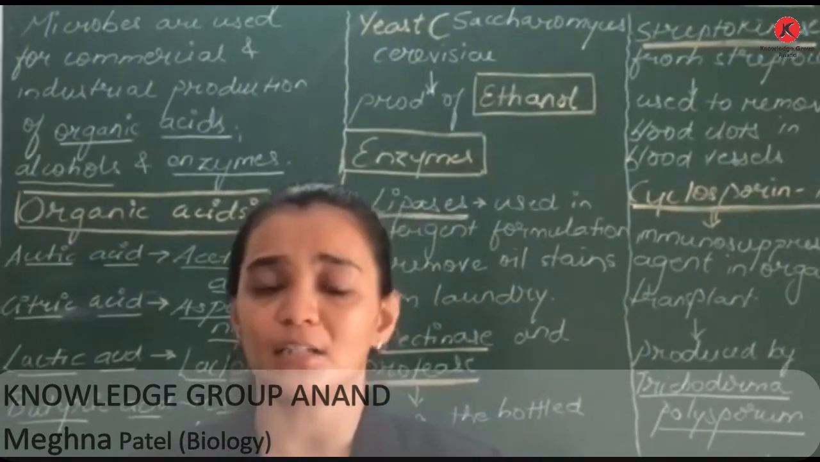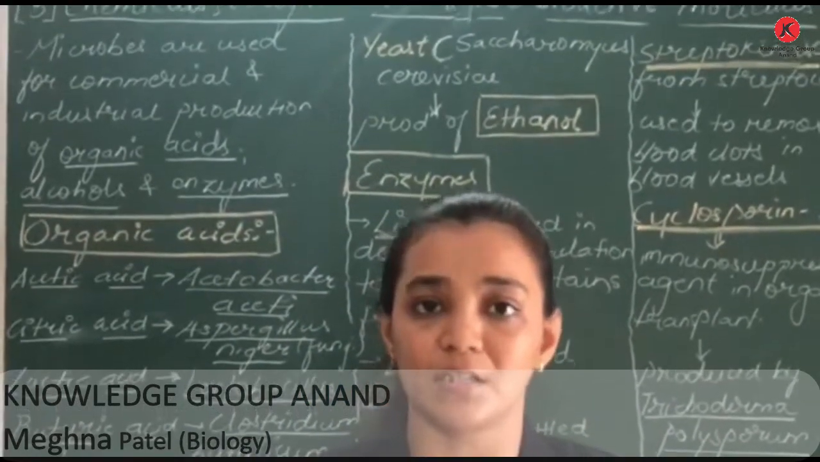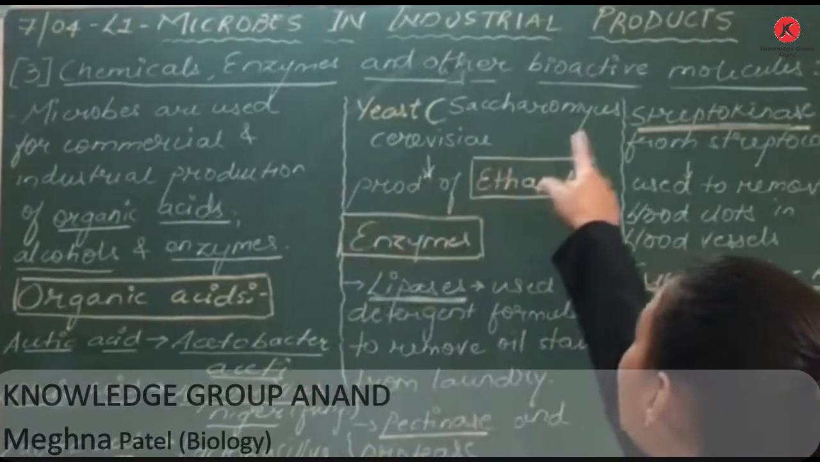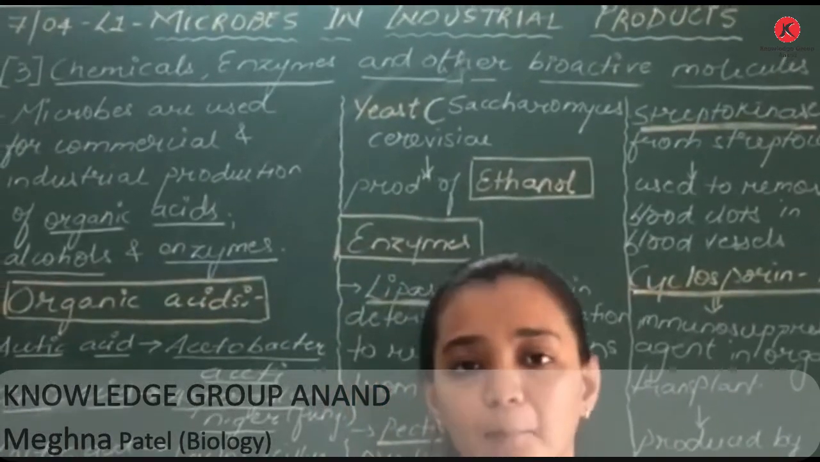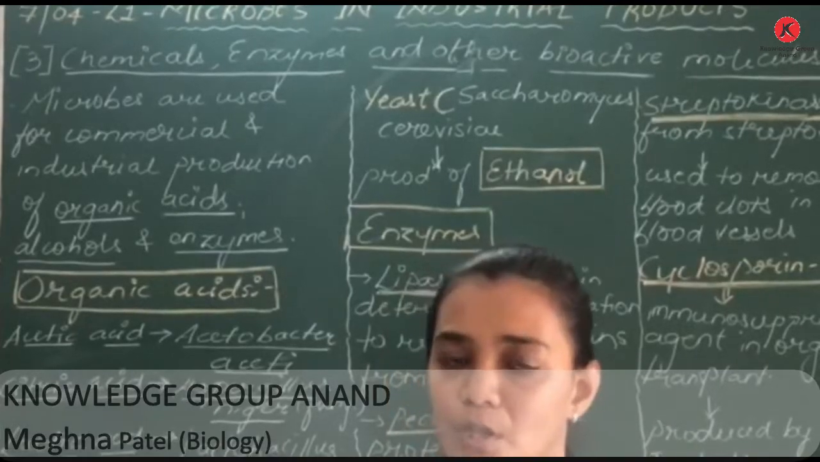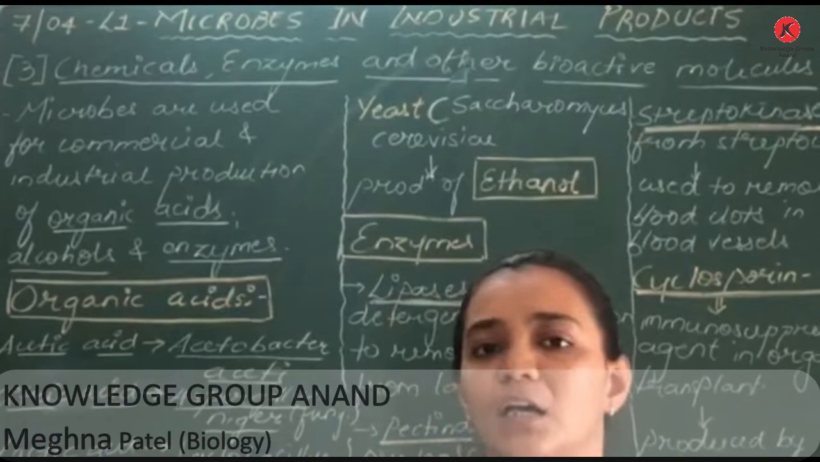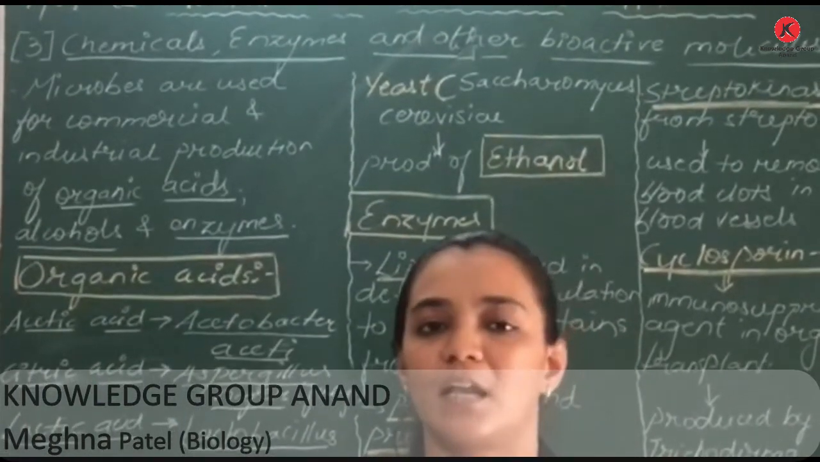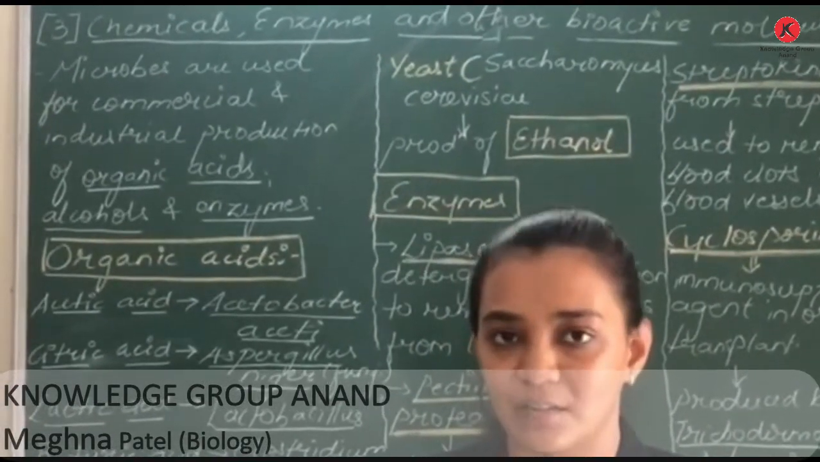The third product that can be obtained for commercialization and industrial purposes is chemicals, enzymes and other bioactive molecules. I am repeating again, chemicals, enzymes and other bioactive molecules. These bioactive molecules are used in the pharmaceutical industries for treatment of different diseases. There are certain drugs, certain medicines that are prepared at the industrial scale.